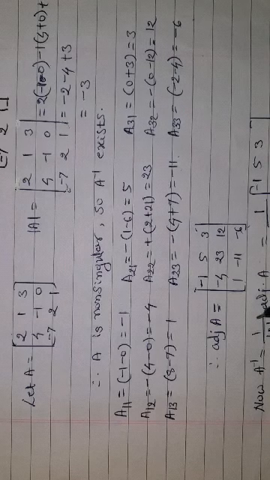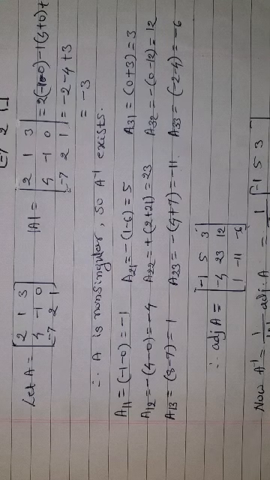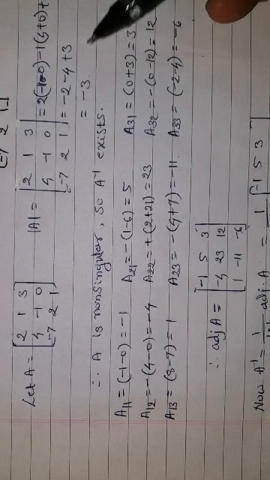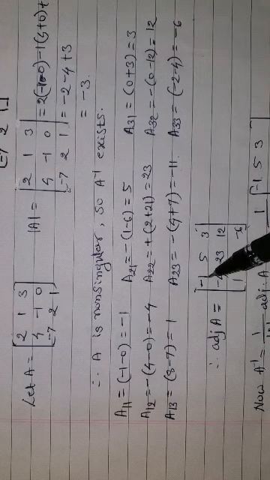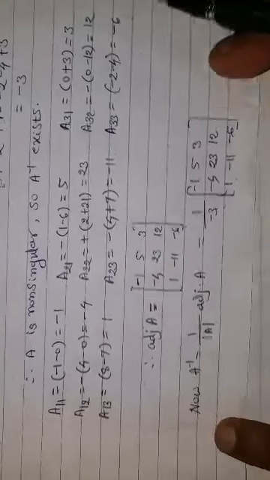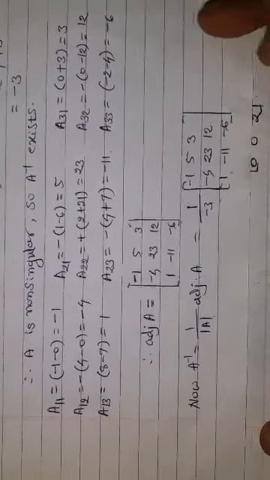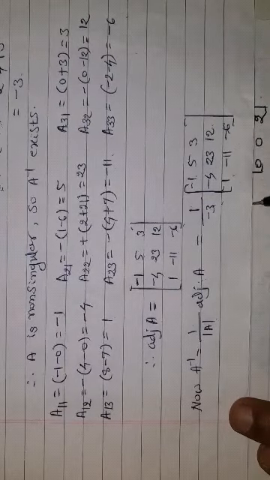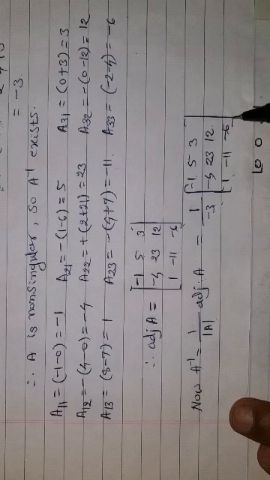Therefore, A inverse equals 1 upon determinant A into adjoint A. That is equal to 1 upon minus 3, since the determinant value is minus 3, into the matrix minus 1, 5, 3, minus 4, 23, 12, and 1, minus 11, minus 6.